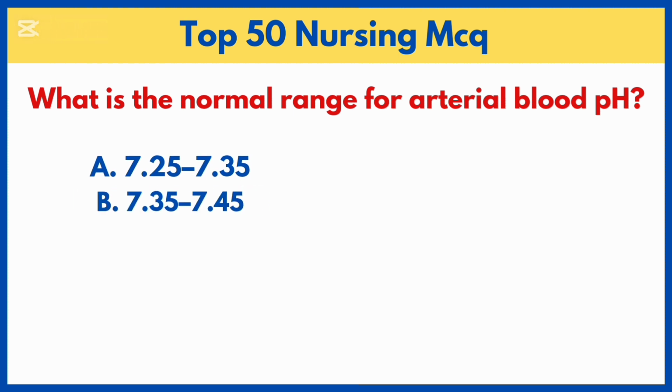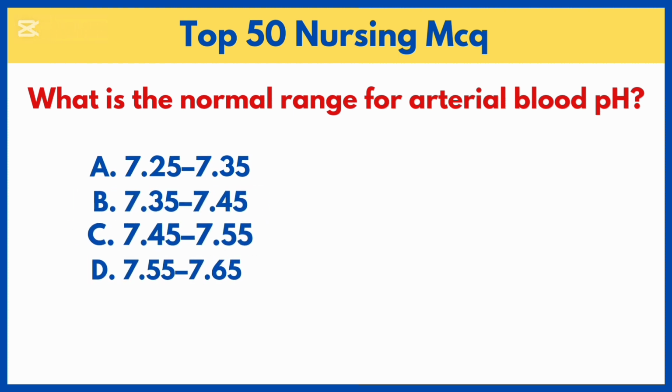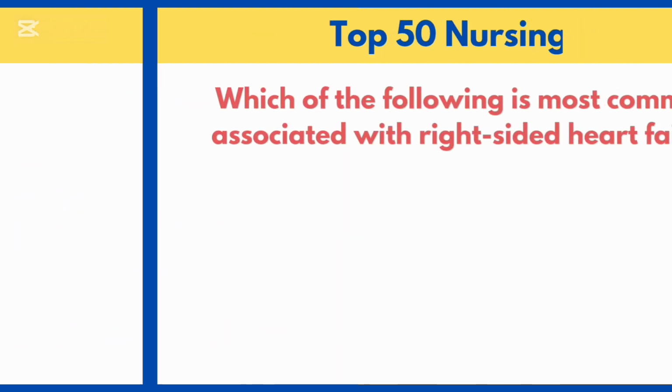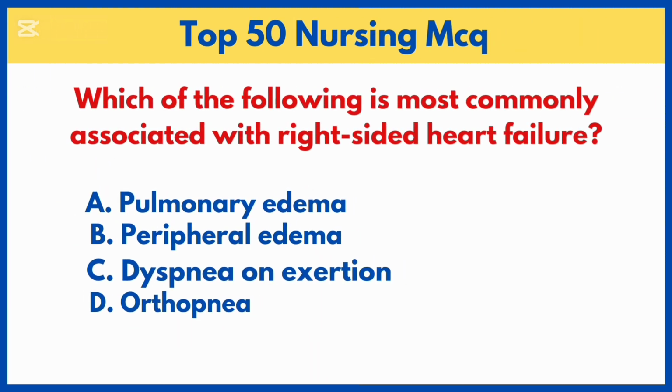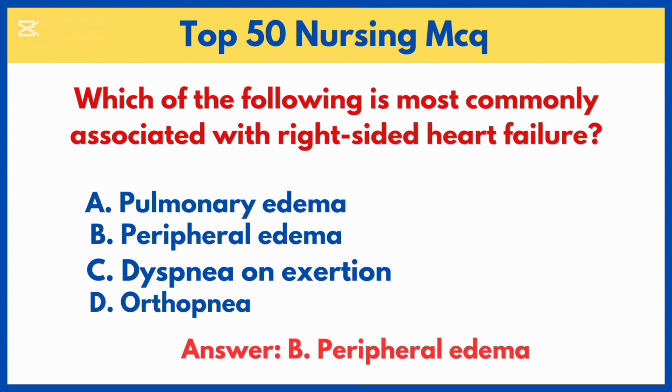What is the normal range for arterial blood pH? Correct answer is option B. 7.35 to 7.45. Which of the following is most commonly associated with right-sided heart failure? Correct answer is option B. Peripheral edema.